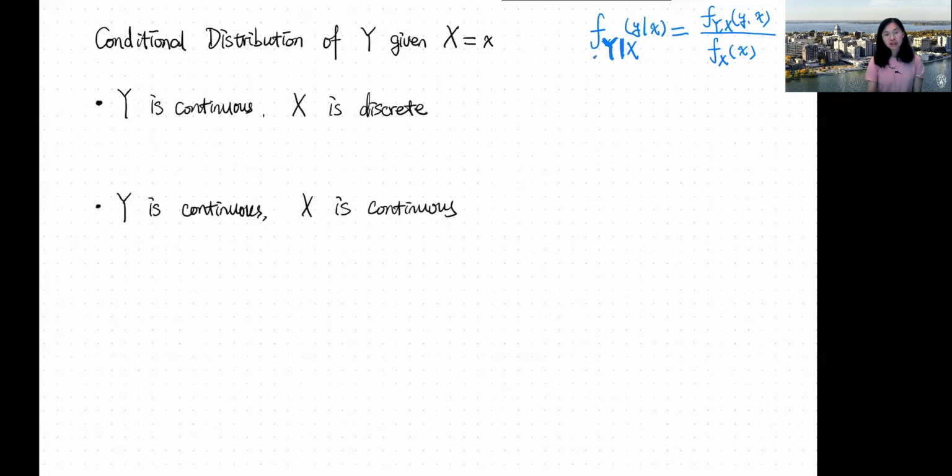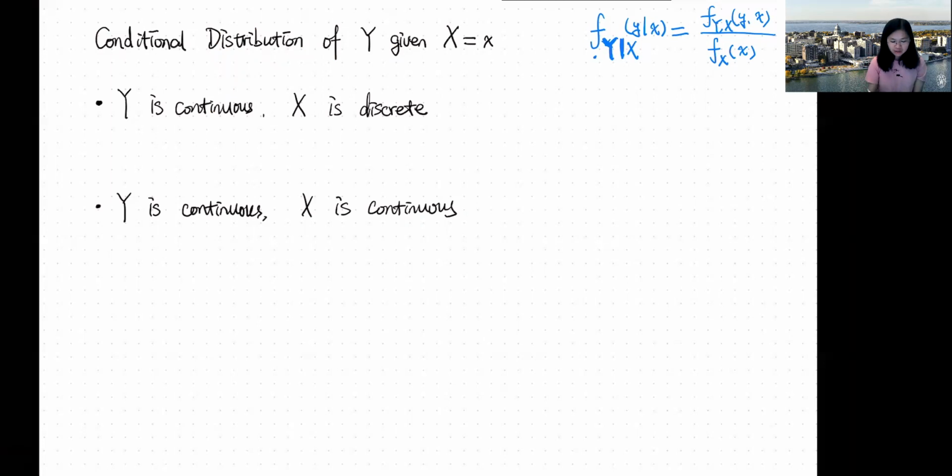This f is the probability mass function. So the f's are probability mass functions in the discrete case. That is how we define the conditional distribution when both X and Y are discrete random variables. Now we have introduced the continuous random variables. We have now a few different cases. The first case is when Y is continuous, and X is discrete.